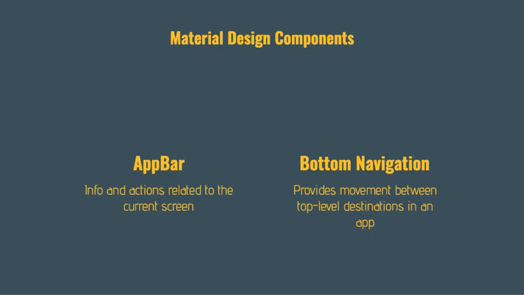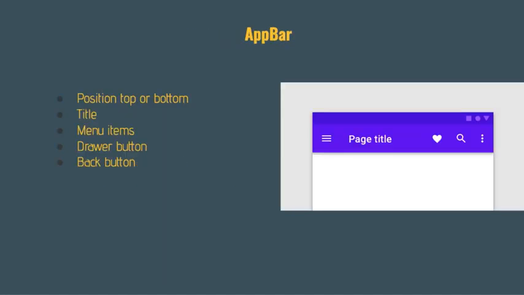So as far as material design components go, this week we're going to be touching on two of them. We're going to be looking at the AppBar, which is the little bar at the top of our app. Often people will refer to it as the toolbar as well. And then we have the bottom navigation, which will sit down at the bottom and let us switch between screens in our app.